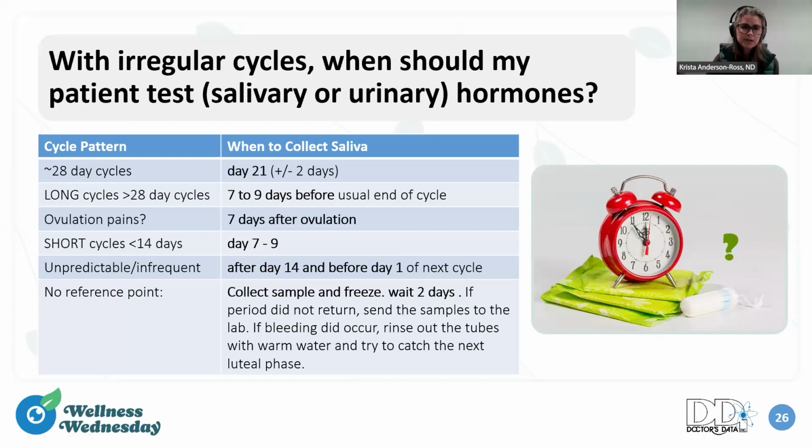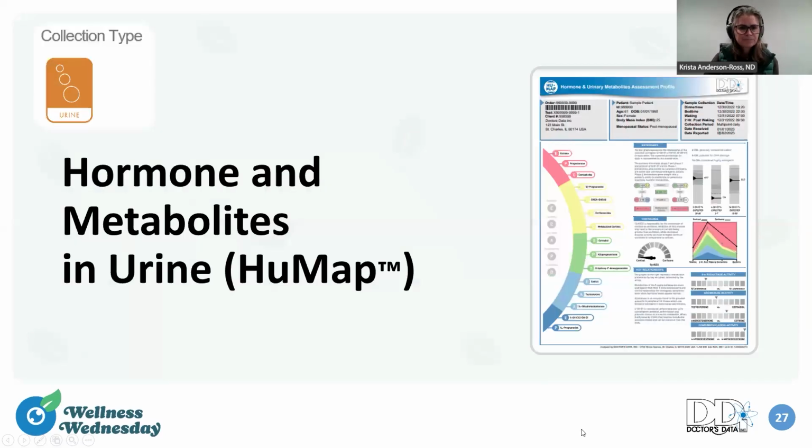And if there's no reference point, which is often the case with perimenopausal women, we recommend collecting the sample and putting it in the freezer for 2 days. If after those 2 days she hasn't bled, then she can go ahead and send it in. And if she does bleed within those 2 days, we recommend just rinsing the tube out with warm water, air drying it, and then trying again the following month.